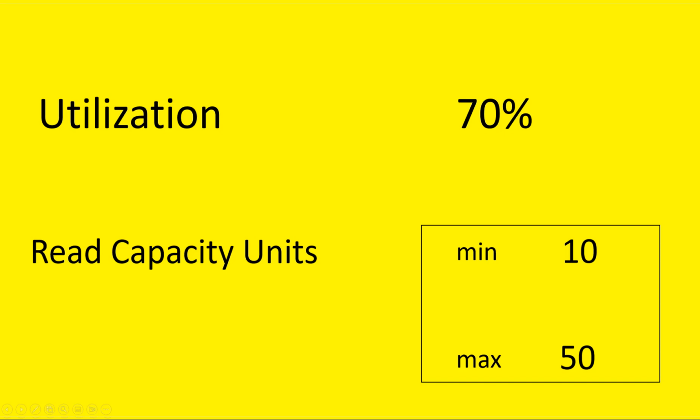Setting the right utilization is a balancing act. The higher you set your utilization, the more likely you are to exceed your provisioned capacity. If that happens, your requests may get throttled. On the other hand, if you set your utilization too low, you will end up paying for capacity you don't need.